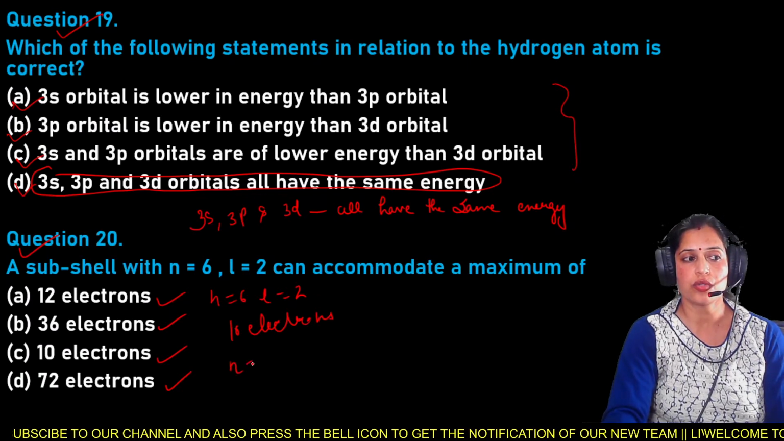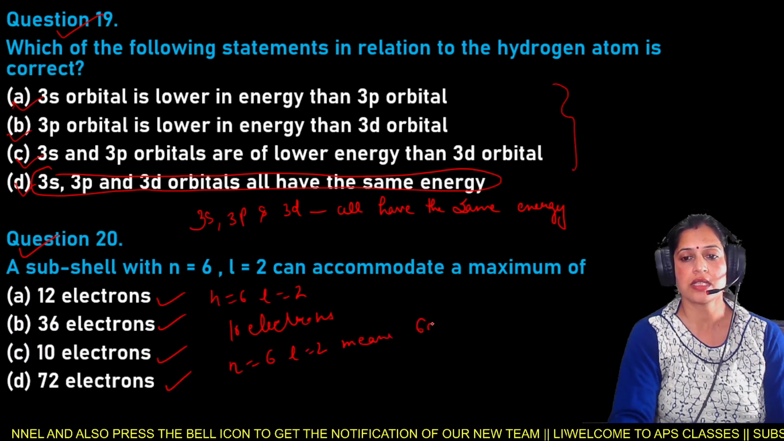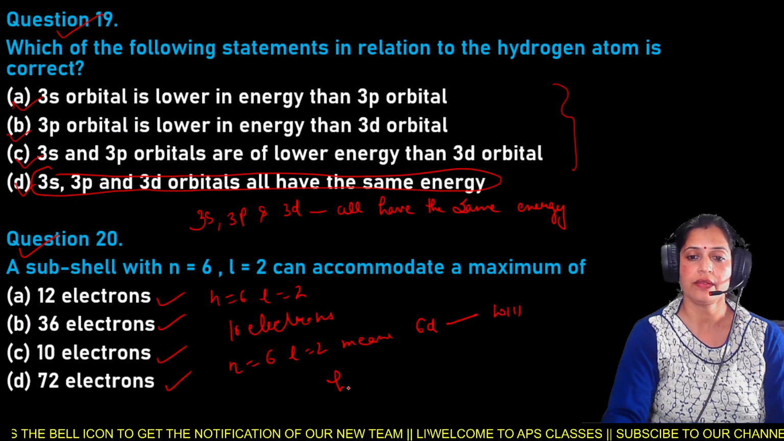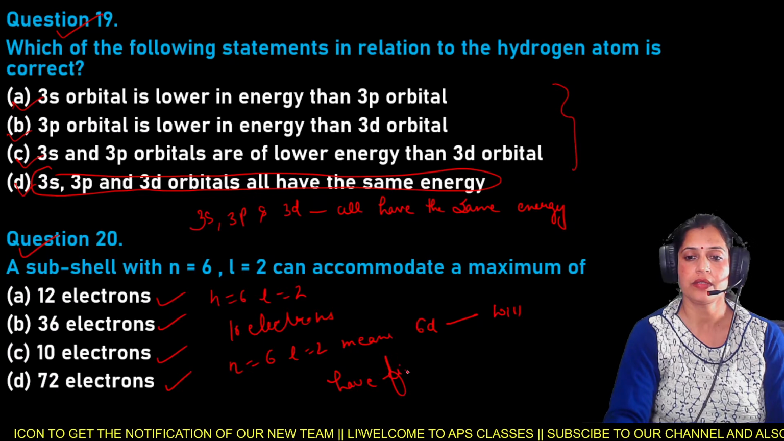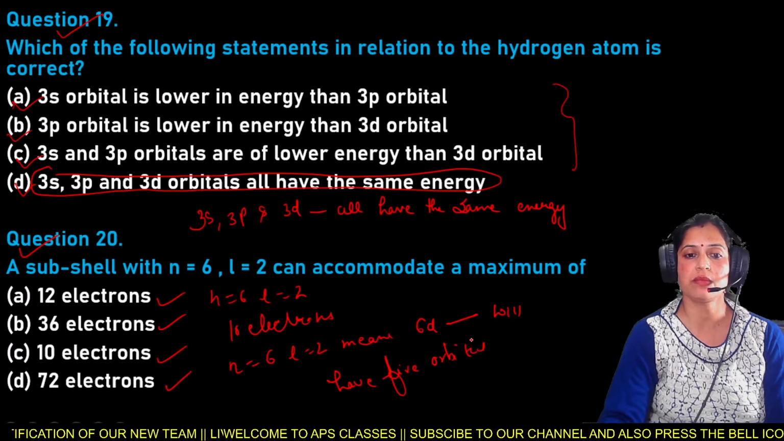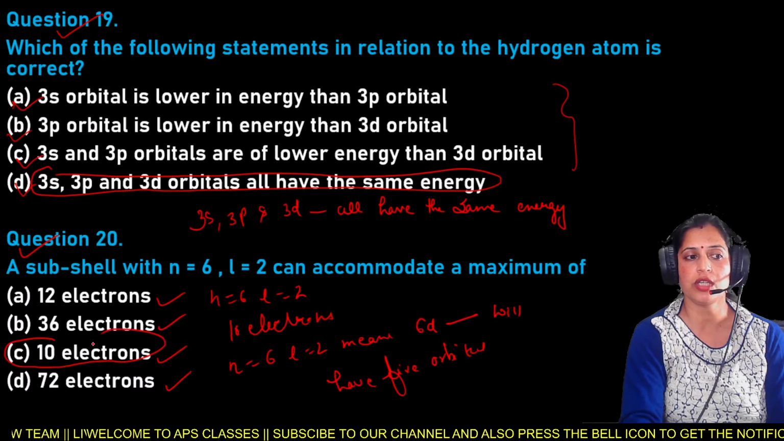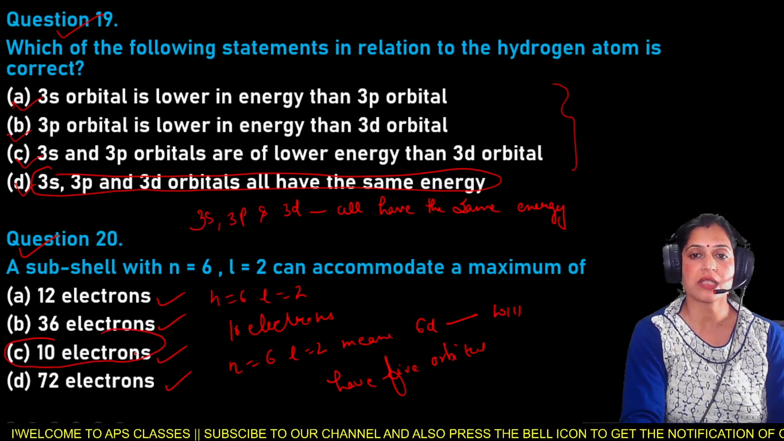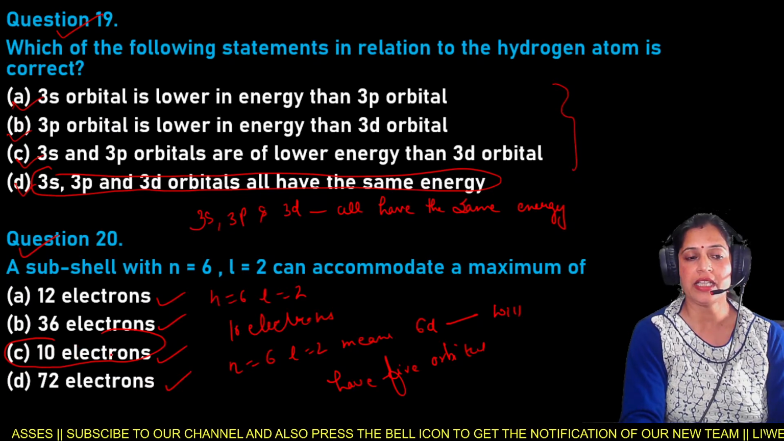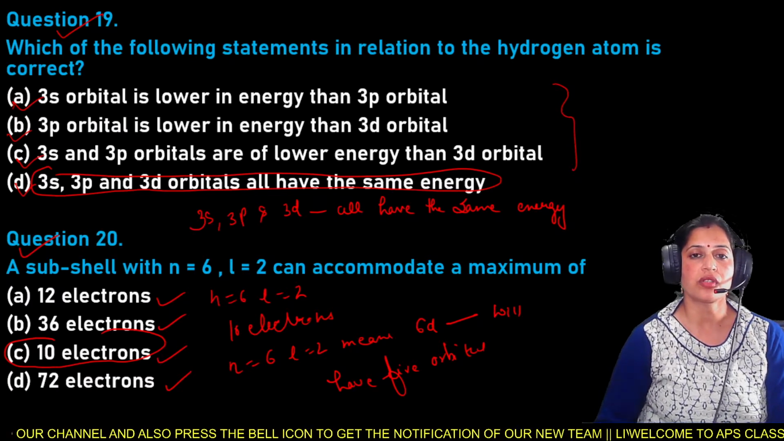Because n is equal to 6, l is equal to 2 means 6d, which will have 5 orbitals. Therefore, a maximum of 10 electrons can be accommodated, as each orbital can have a maximum of 2 electrons. So this is the right answer for question number 20.